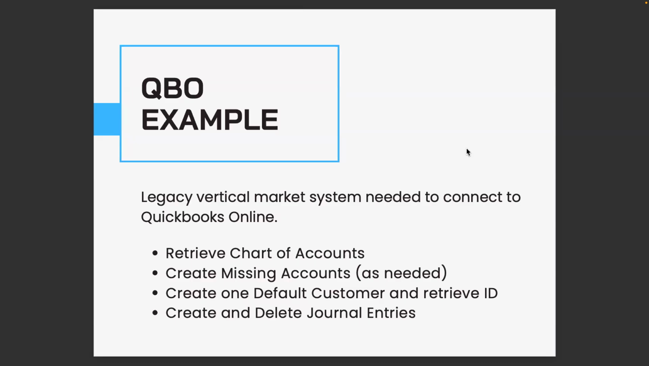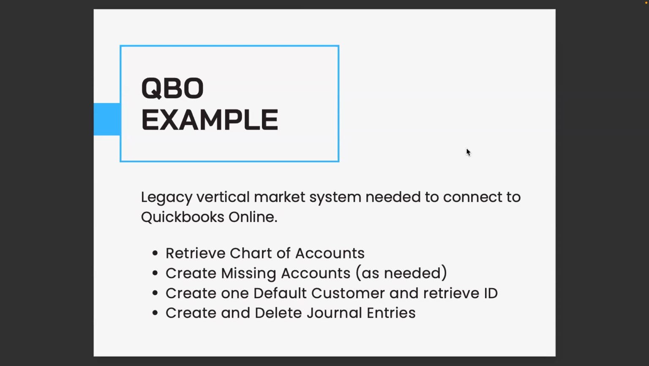And journal entries today are typically used to correct mistakes or to close out accounts at the end of the year. It's generally something that your accountant uses. But in this case, this was really the only way to actually get totals into QuickBooks.